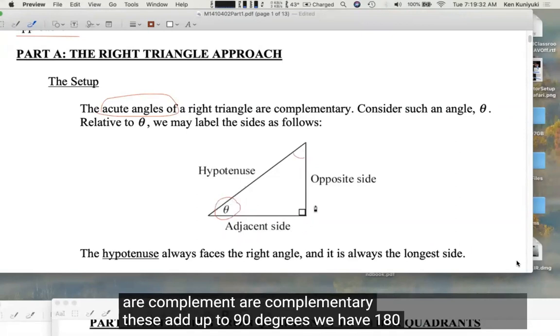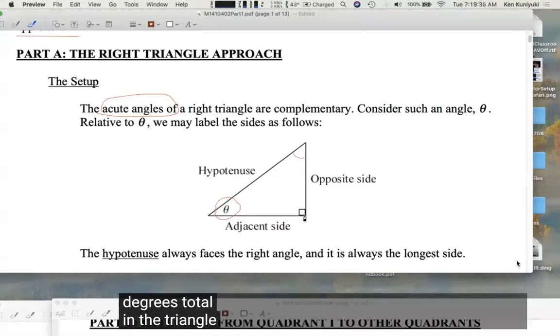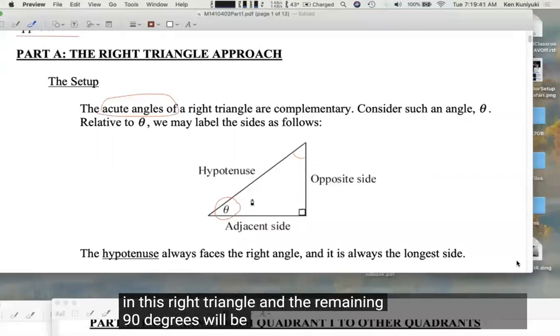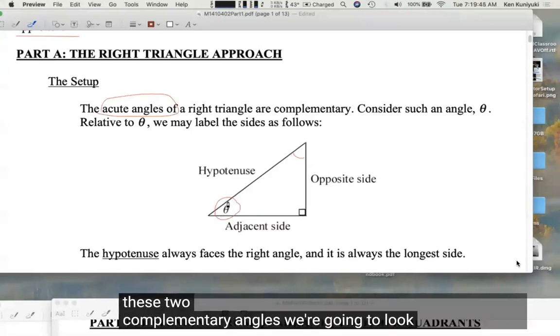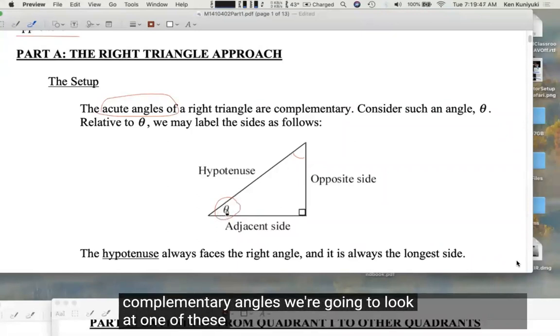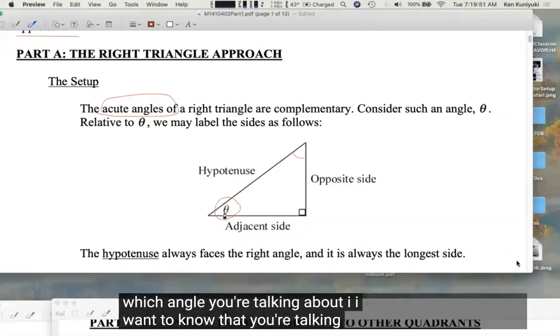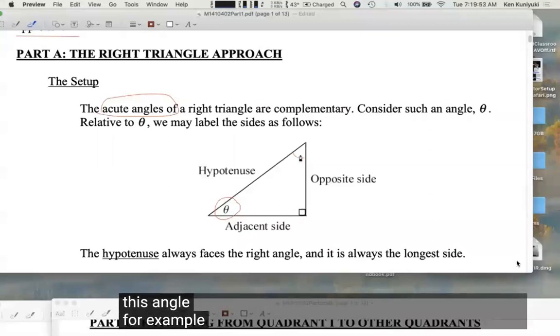We have 180 degrees total in the triangle, 90 degrees taken up by the right angle over here in this right triangle, and the remaining 90 degrees will be split up between these 2 complementary angles. We're going to look at one of these. And make sure that you clearly indicate which angle you're talking about. I want to know that you're talking about this angle, for example, as opposed to this one.